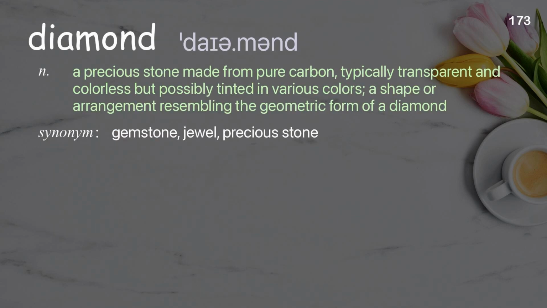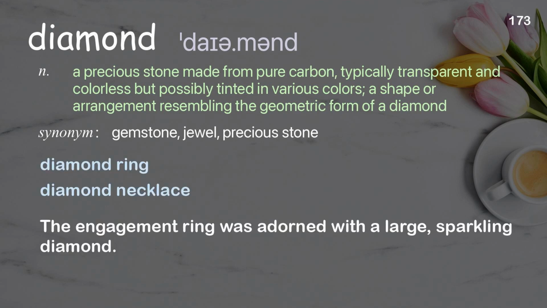Diamond. A precious stone made from pure carbon, typically transparent and colorless, but possibly tinted in various colors. A shape or arrangement resembling the geometric form of a diamond. Examples: diamond ring, diamond necklace. The engagement ring was adorned with a large, sparkling diamond.